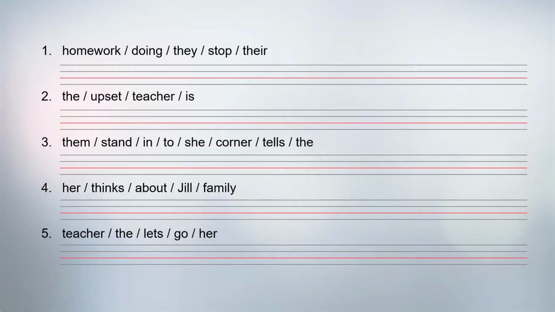Now there are 5 scrambled sentences. Let us unscramble them. Okay, first one, what is the subject? The subject is they. And then what is the verb? Stop. They stop. What? They stop doing their homework.